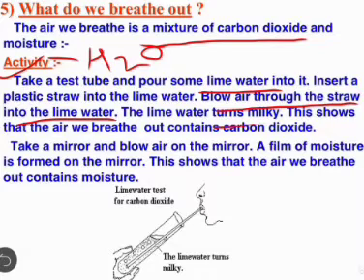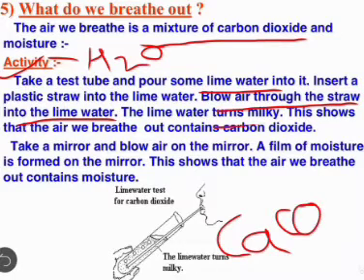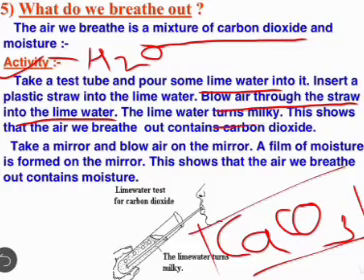This is an example of chemical change, which we already discussed in our previous chapter on physical and chemical changes, chapter number 6. The change in color is due to the formation of a new substance, which is calcium carbonate, CaCO3. It is formed when carbon dioxide is passed through the lime water, and this substance is milky in color. So this is clear from this activity that CO2 is present in our exhaled air.